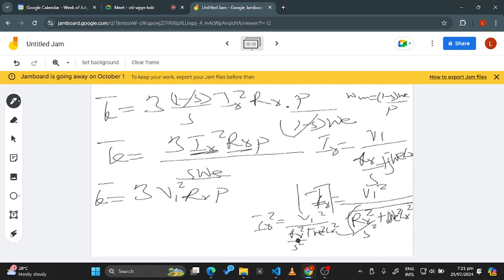RR times what? P. All divided by what? s omega e times RR squared on s squared plus omega e squared LR squared. Okay.